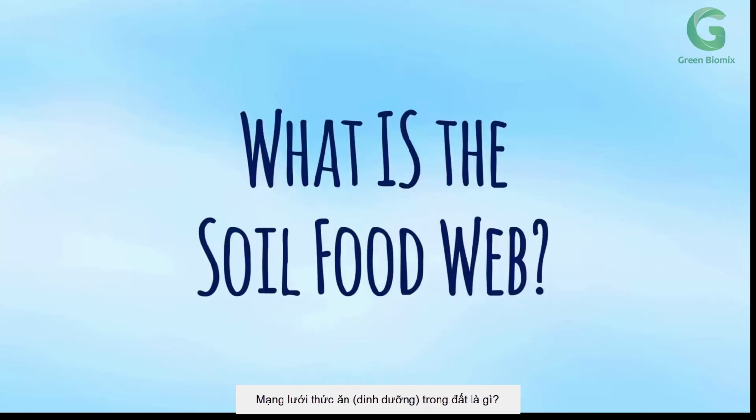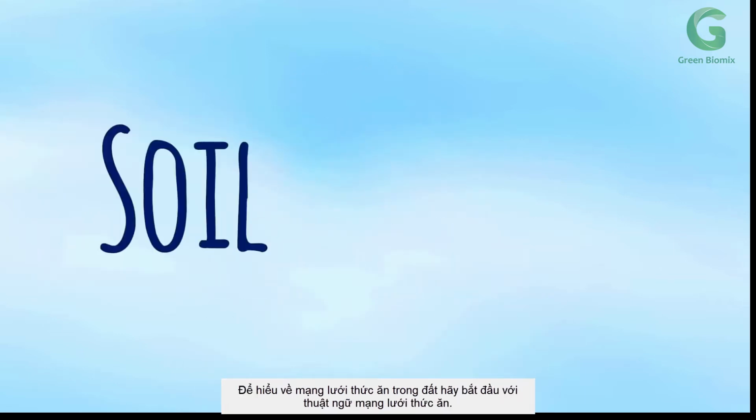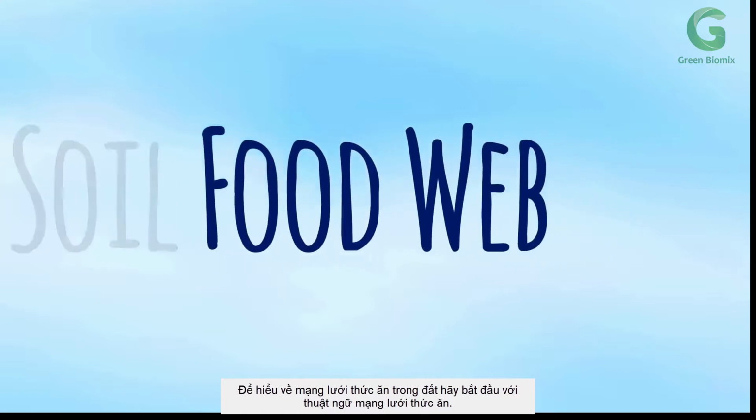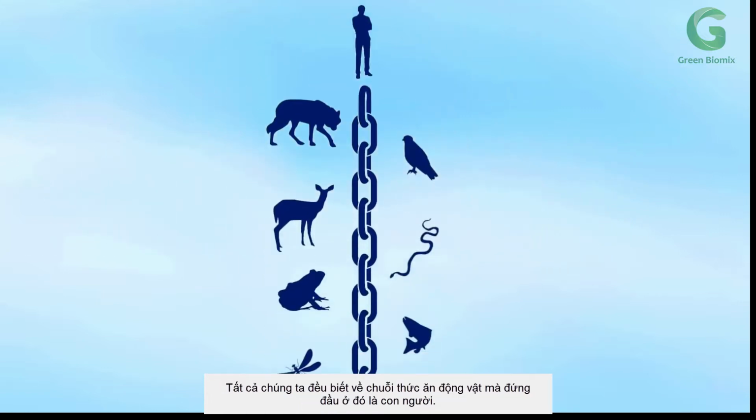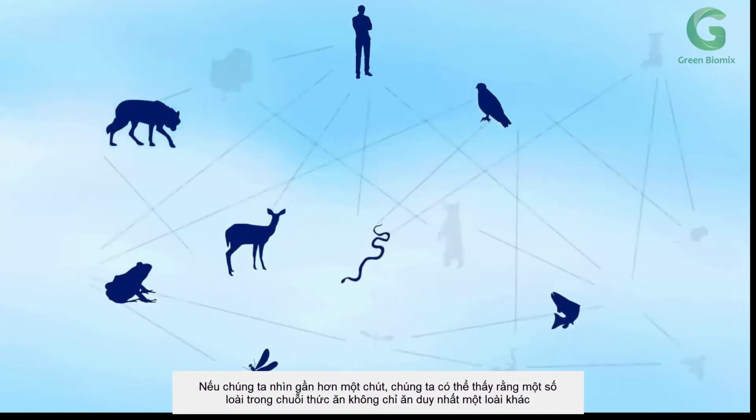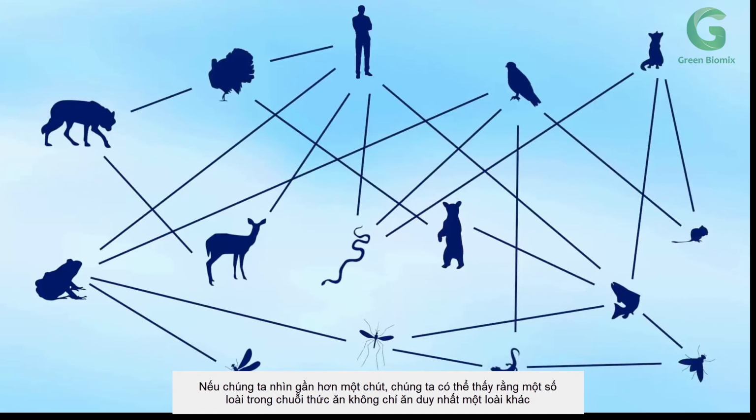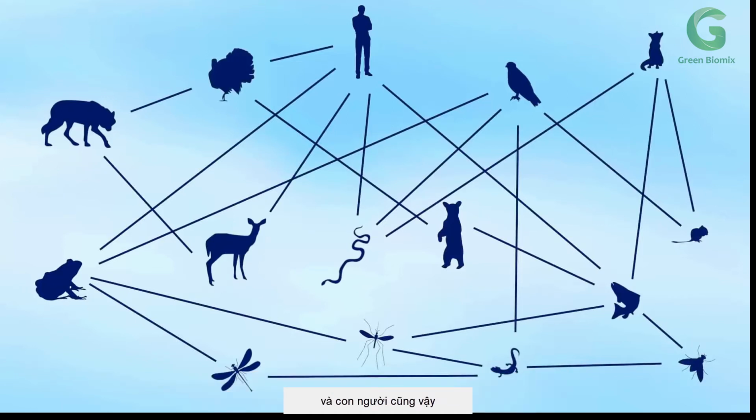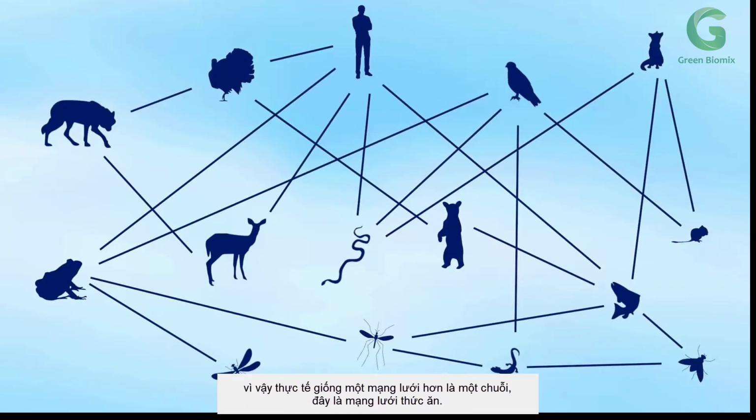What is the soil food web? To understand the soil food web, let's start with the term food web. We all know about the food chain, the animal kingdom on top of which are us humans, right? Well, if we look a little closer, we can see that some members of the food chain don't just eat one thing. That goes for humans too. So the reality is more like a web than a chain. This is the food web.